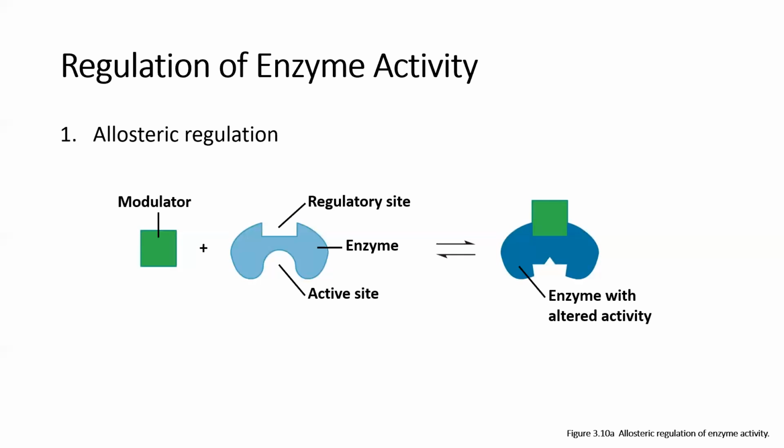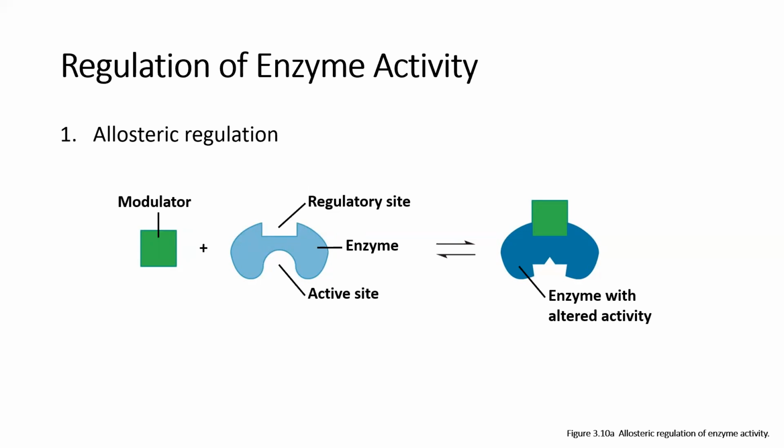So the first one is allosteric regulation. This is basically the idea that we've got a modulator that binds to the enzyme at a site that's different from the active site. We're going to call this the regulatory site. So remember, the substrate is what binds to the active site. The regulatory site is what is thought to bind this modulator.